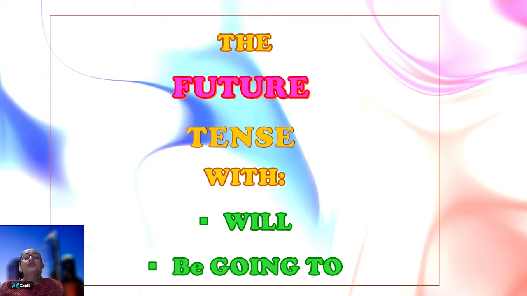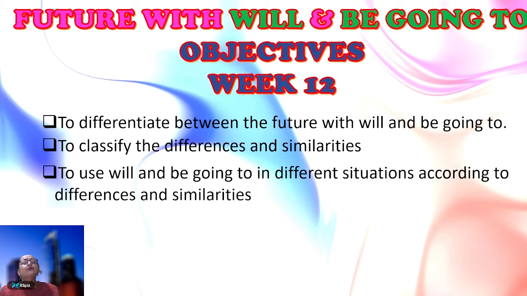Okay, so that's what we're going to talk about today: things that happen in the future, and for that we're going to be using will or be going to. So first, we need to state the objective for our lesson, and the objective is to differentiate between future with will and be going to.